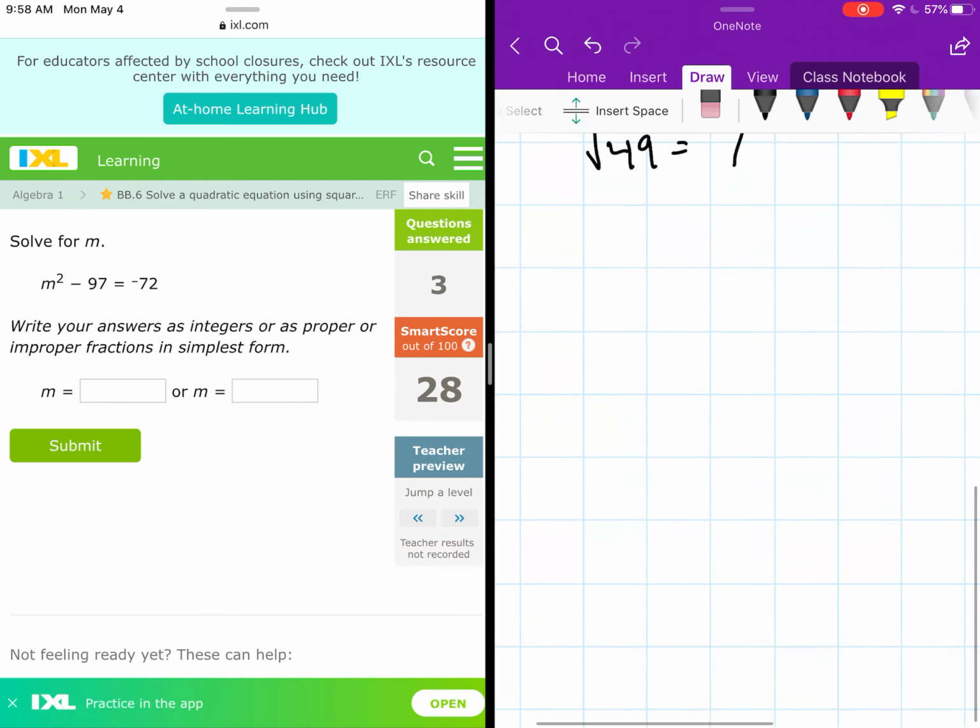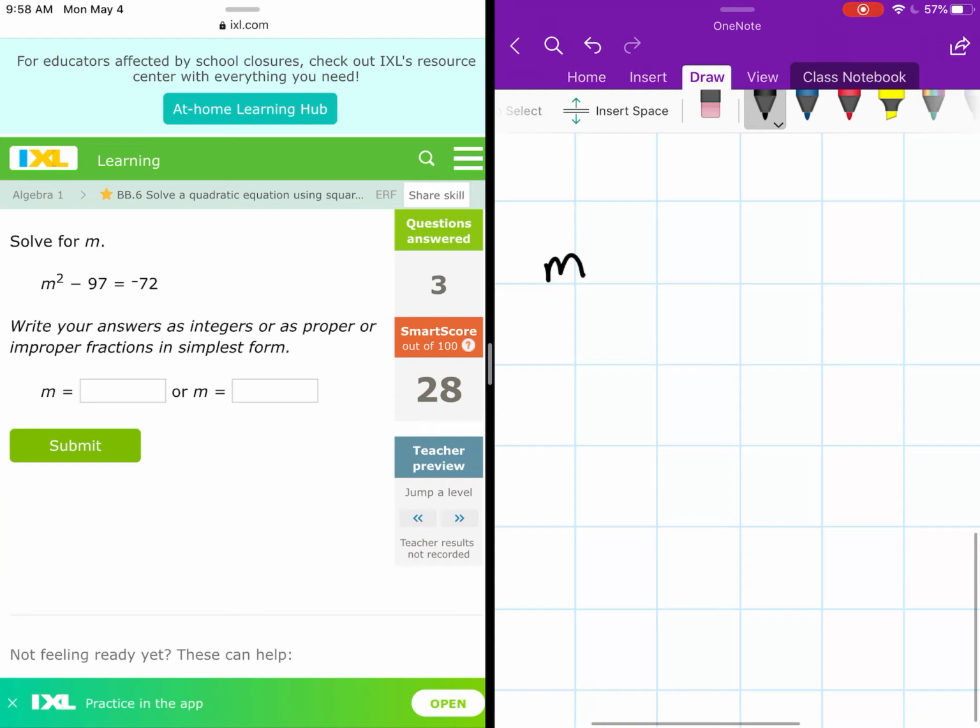Now moving on to these next questions. Here you are going to have to do a little bit more work. Again, if you need to, you can use any other application online, and calculators online, to help you solve these. I'm completely okay with that. So then what you're going to do here is, now you have m squared minus 97 equals negative 72.